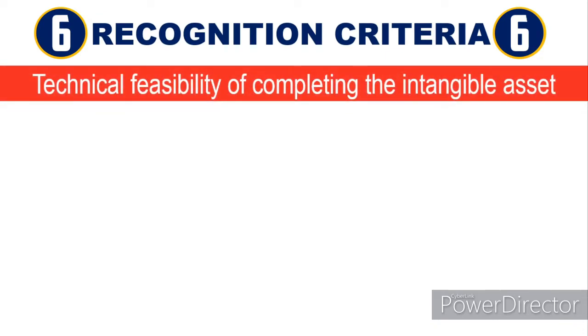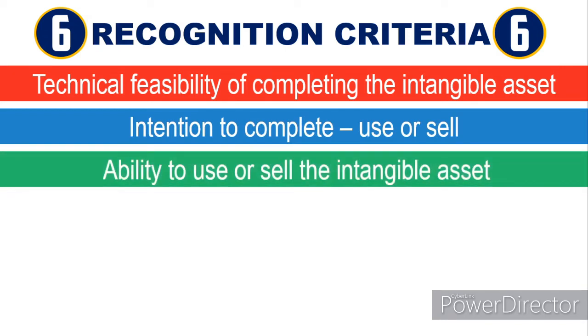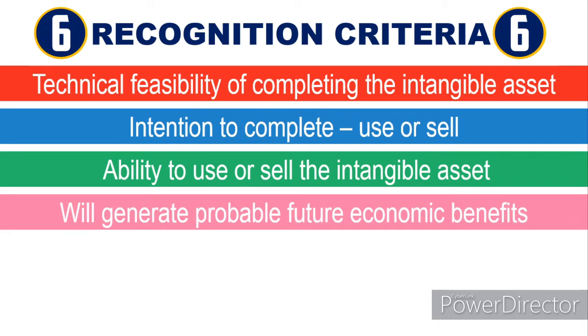Number one, technical feasibility of completing the intangible asset. So you have the technical feasibility, it can be completed. Number two, you have the intention to complete and to use or sell it. So once you have completed it, it can be used or sold. The second one is the intention to complete, with the intention to use or sell it, and it also must meet the recognition that it is able to be used or to be sold. The third one, it will generate probable future economic benefit.